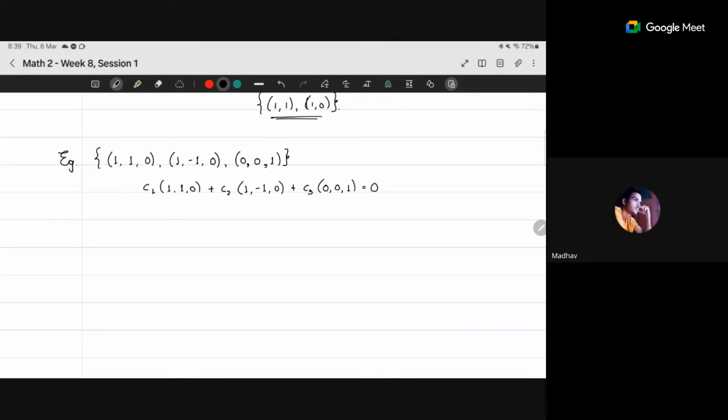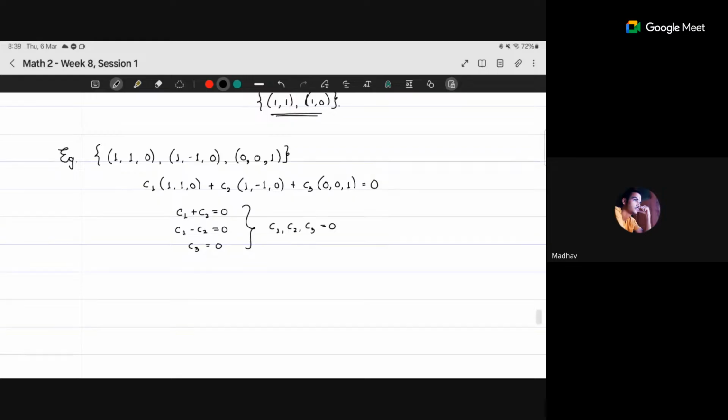I try to solve for this set of equations, wherein I'll get c1 plus c2 is 0, c1 minus c2 is 0, c3 is 0. These three together will give me c1, c2, c3 equal to 0. So the only solution to the linear combination of the three vectors being 0 is the trivial solution. So these are linearly independent. This is how you have been showing linear independence so far. Is that correct? Yes, sir.